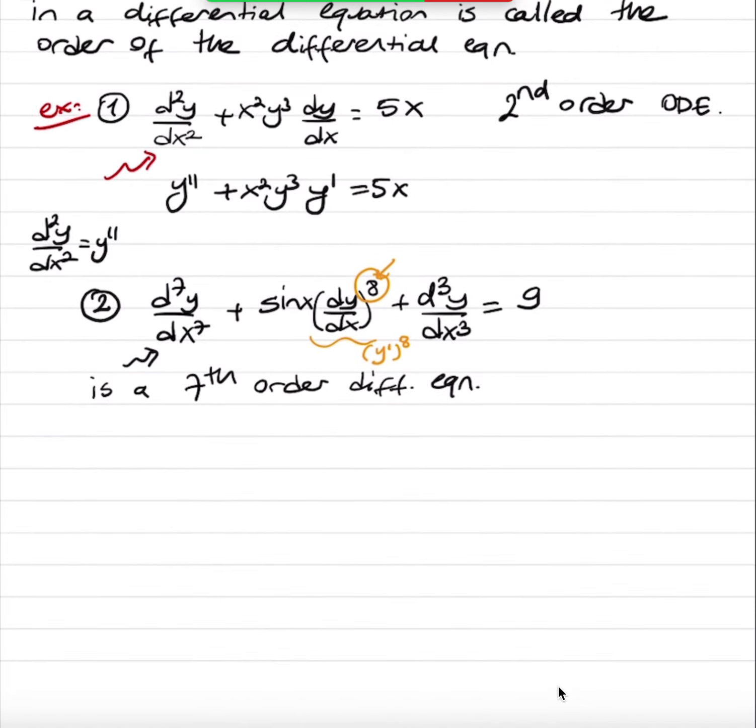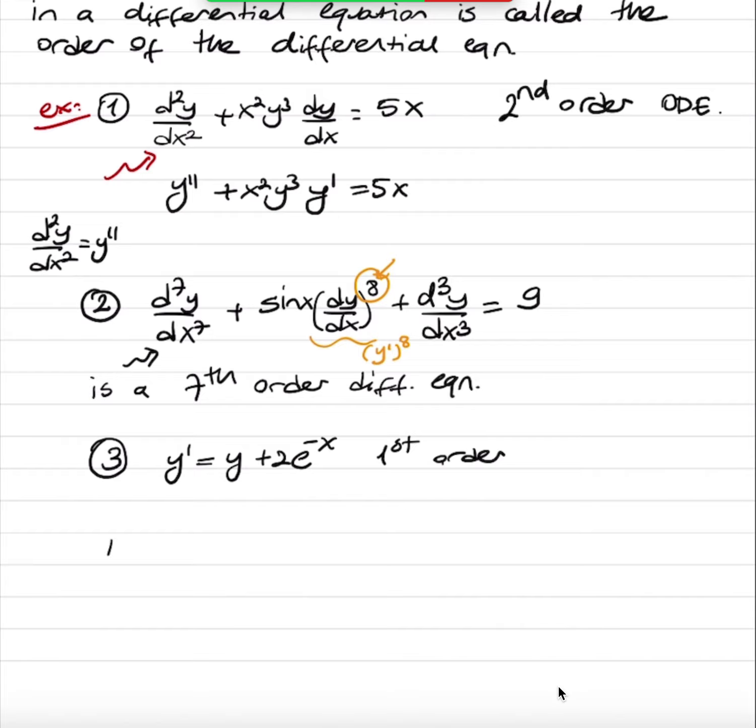Let's continue giving examples to make this clear. So y double prime y plus e to the power minus x. What is the order of this differential equation? This is a first order, right? So this is a first order because we have only one derivative.